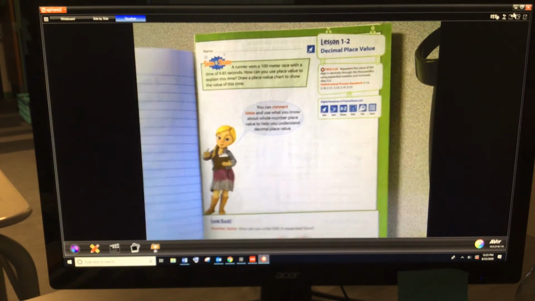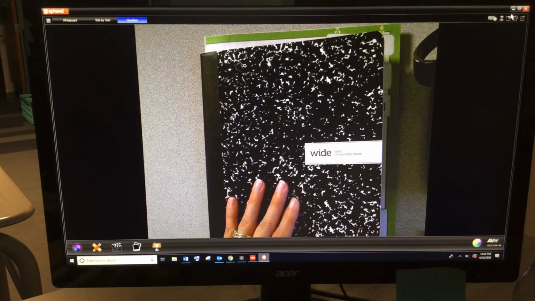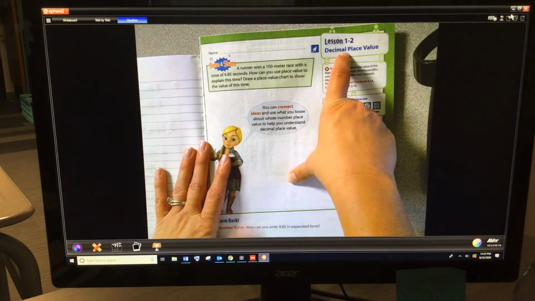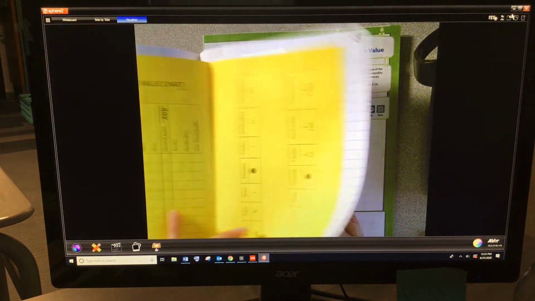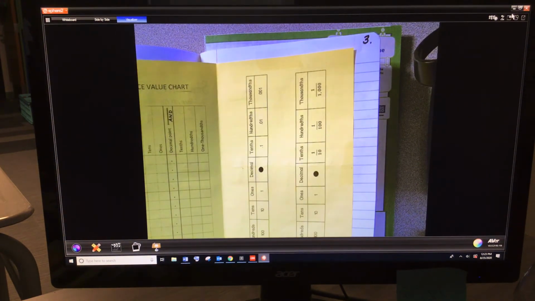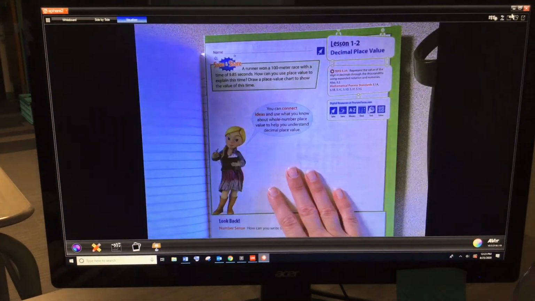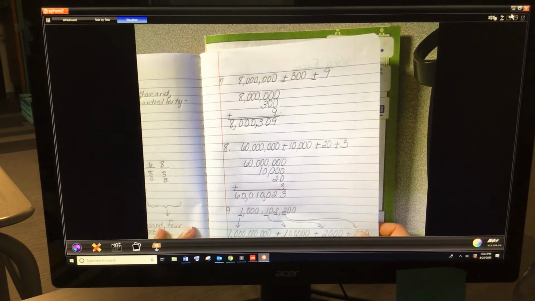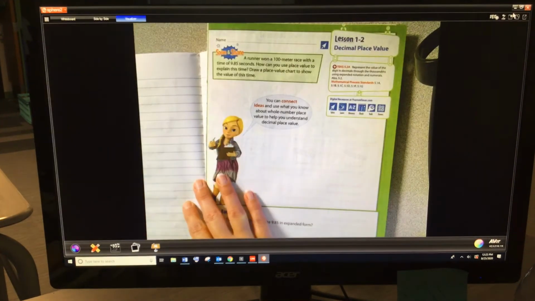So today you're going to need your journal, you're going to need your textbook. We're going to be looking at lesson 1-2, and we're going to be making reference to this foldable that we put inside our journal today. All right, so I went to the last problem that I did in my journal when we were doing problems yesterday. I'm going to go to the back of that page.